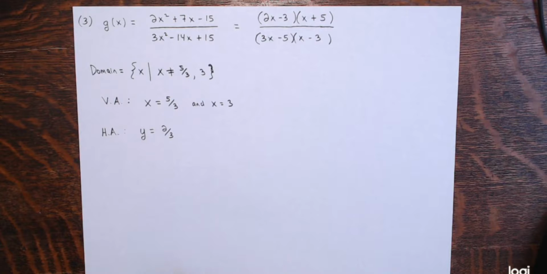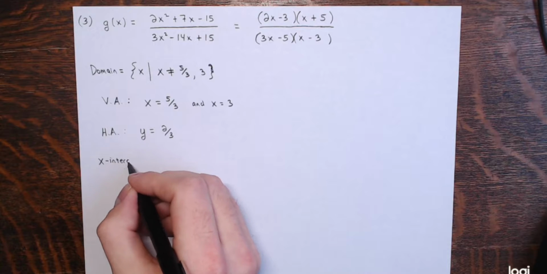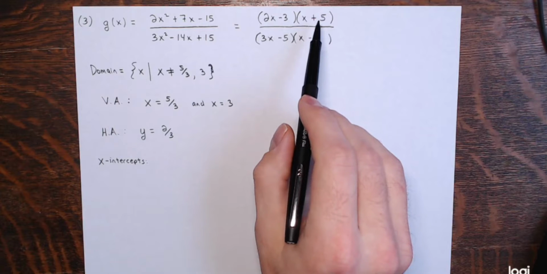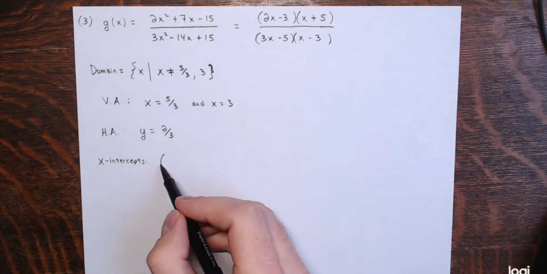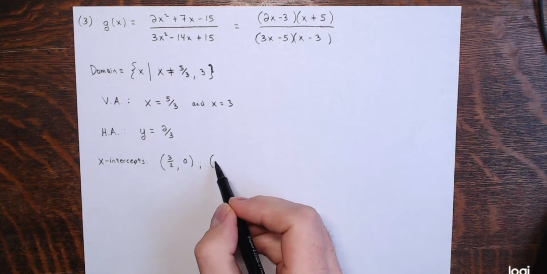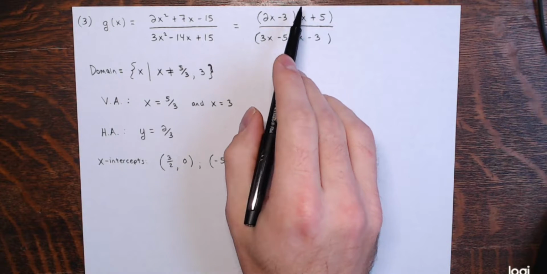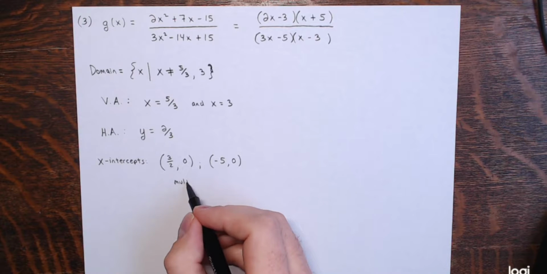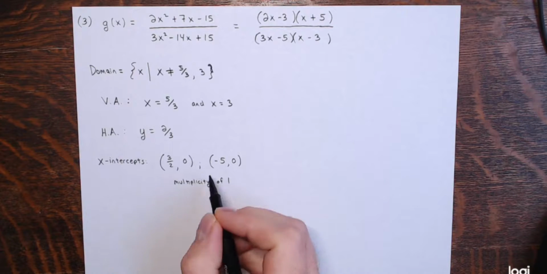And as for the intercepts, this should have a couple x-intercepts. Again, whatever makes the numerator 0, but not the denominator. Right? So 3/2 and negative 5. So when x is 3/2, the output's 0. And when x is negative 5, the output's 0 as well. And notice that both of those are to the first power. So both of these have a multiplicity of 1. I'll make that little note here. The multiplicity of 1 for both of them.